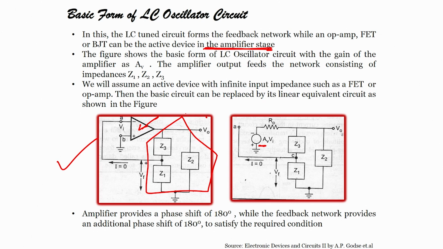We will assume an active device with infinite input impedance, such as a FET or op amp, then the basic circuit can be replaced by a linear equivalent circuit as shown in the figure. It is a very simple linear equivalent circuit: input impedance extremely high, then you have the gain, then output impedance low, and then you have the feedback network which is Z1, Z2 and Z3. We are talking about this particular circuit. The amplifier produces a phase shift of 180 degrees because it is inverting, while the feedback network provides an additional phase shift of 180 degrees to satisfy the required condition for oscillation.